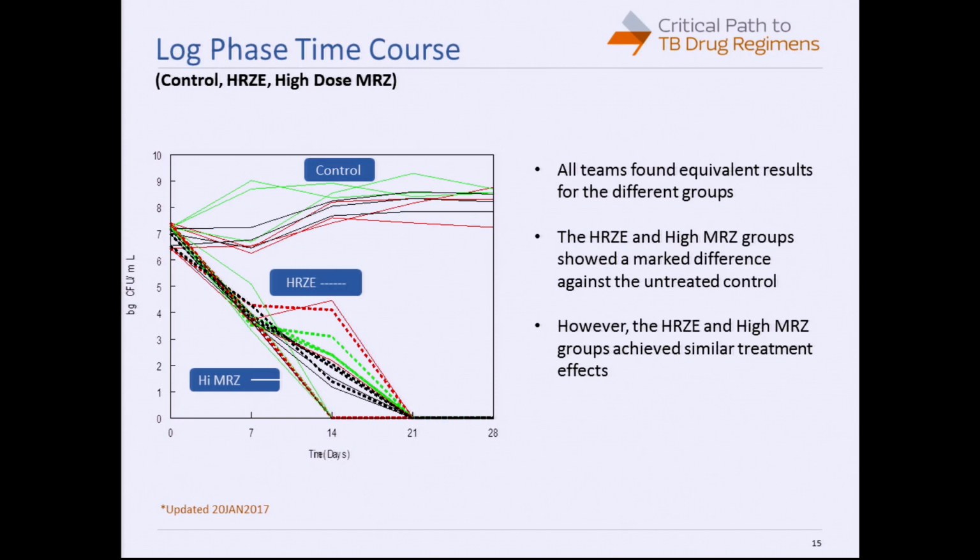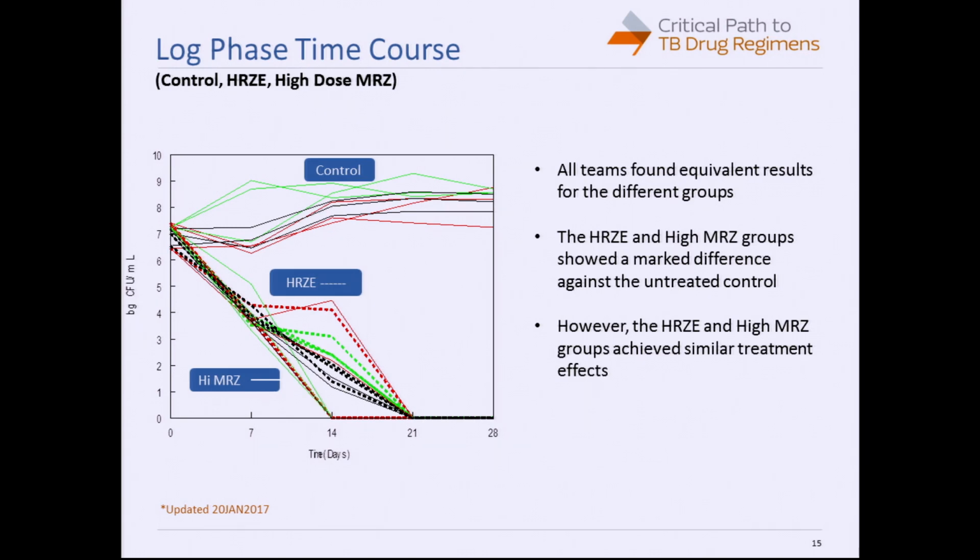So in the next few slides, I'm just going to show you the effect of reproducibility across 3 different teams in terms of killing or slope across time courses. So this first slide is going to be our log phase time course. I apologize, there's one piece of the legend missing here. So that is how we cluster teams, and they're clustered by colors.